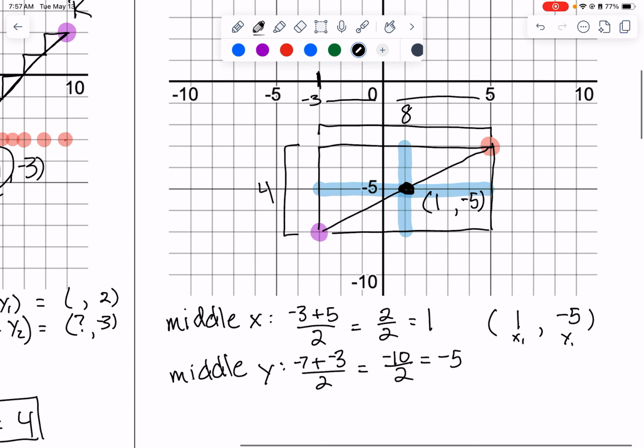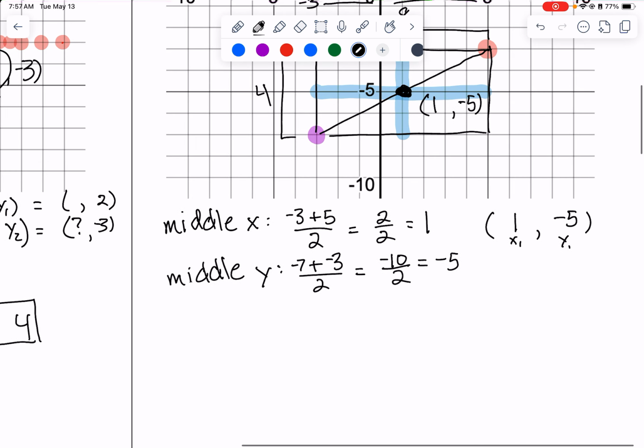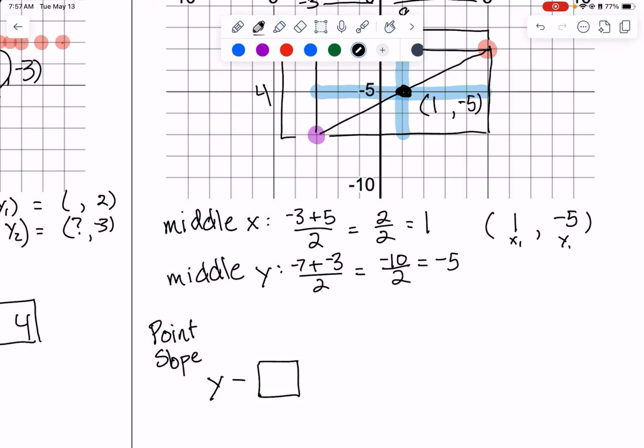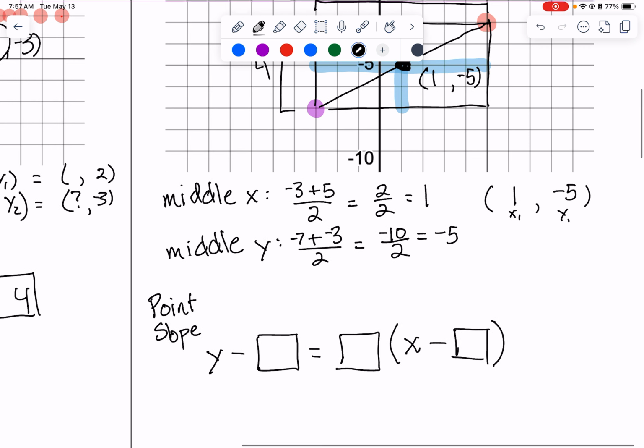All right, but we have to put this into an equation. And the equation that tends to be our go-to is point slope form. So if we do it in point slope, that's where we have y minus some value for y equals some value for slope times x minus some value for x. There are other equations we could use as well. We can do it in slope-intercept form. But let's see what we get from here.